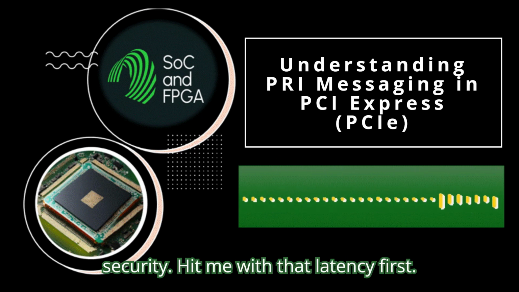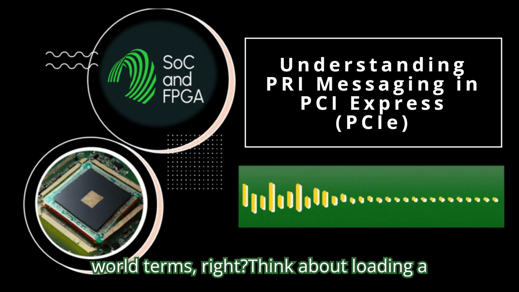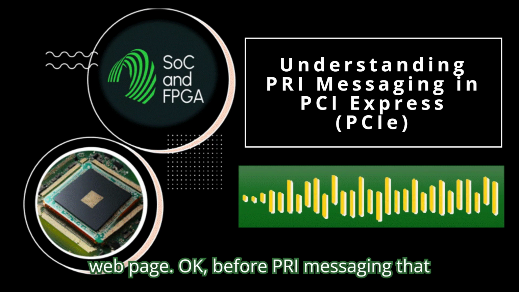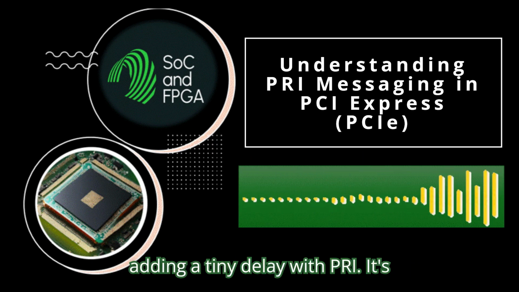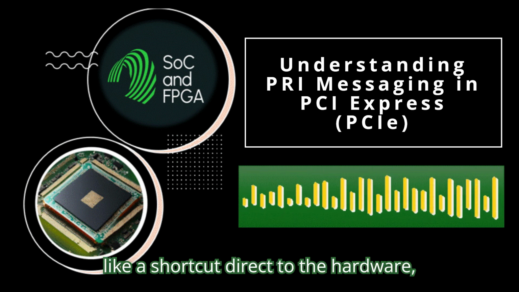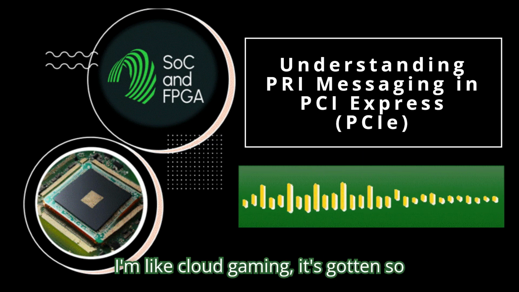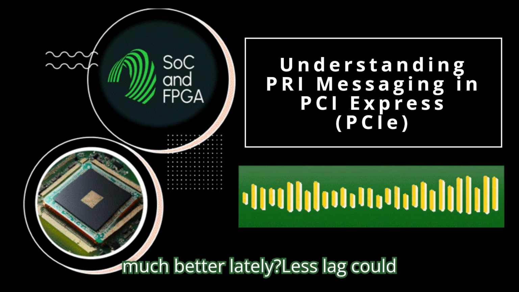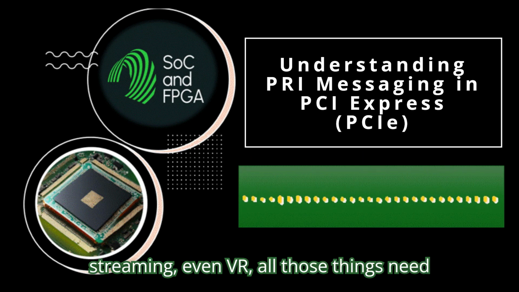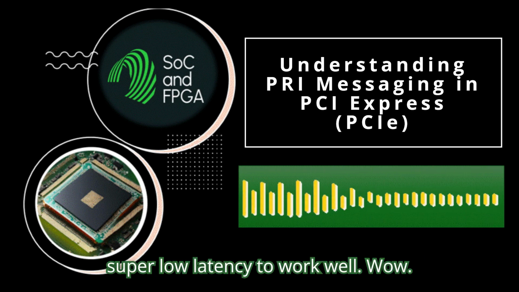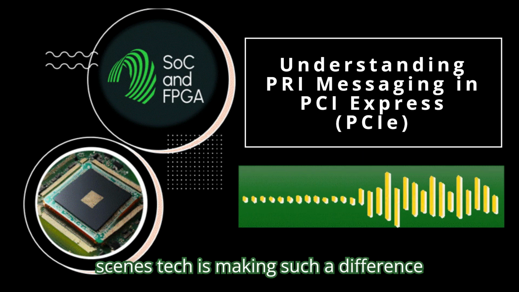Hit me with that latency first. What does that even mean in real-world terms? Right, think about loading a web page. Before PRI messaging, that virtual machine's request would go through layers of software, each layer adding a tiny delay. With PRI, it's like a shortcut, direct to the hardware, much faster response. So is that why when I'm cloud gaming, it's gotten so much better lately? Less lag? Could definitely be a factor. Online gaming, streaming, even VR, all those things need super low latency to work well. Wow. Amazing to think this behind-the-scenes tech is making such a difference to what we actually experience.